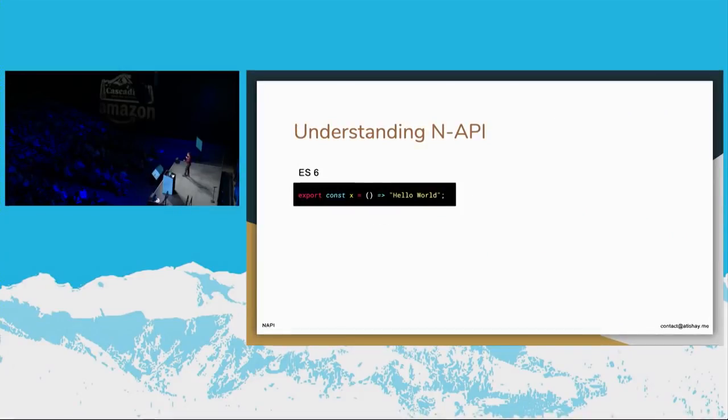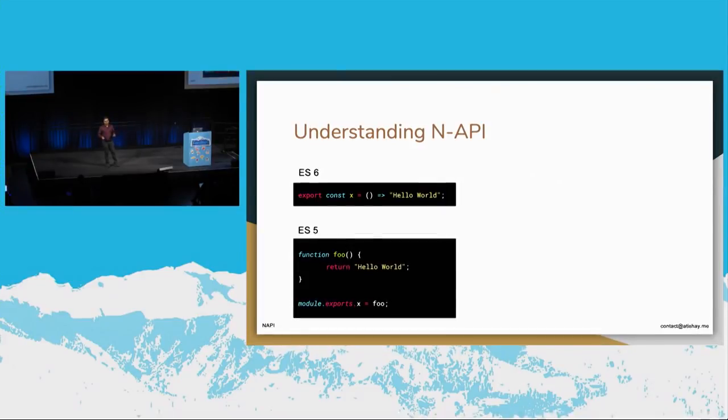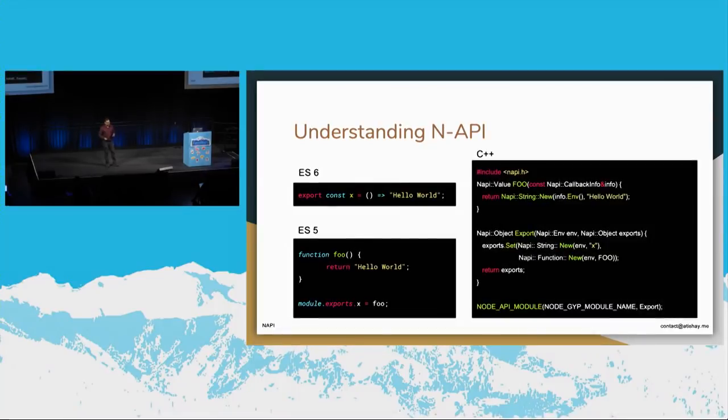Let's show some sample NAPI-based code. So I have an ES6 module that exports a property X, which is a function that returns hello world. This is what it would look like in ES5. Slightly more verbose, but look at C++. It looks very complicated, but actually, it's very simple by C++ standards. At the bottom of the file, we have this Node API module, which is declaring that the module.exports come from the export method, and the name of the module comes from the zip file. The zip file is equivalent to package.json in the native world.